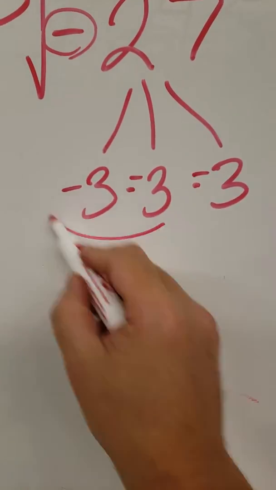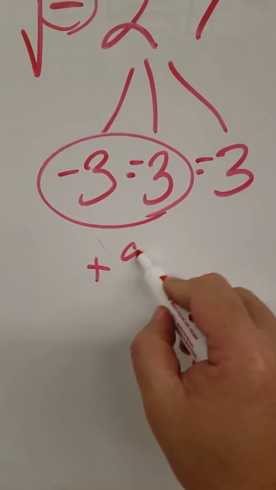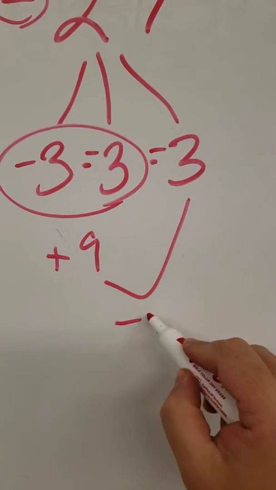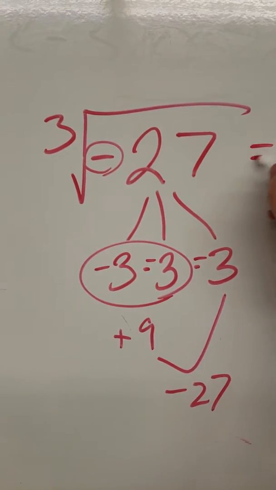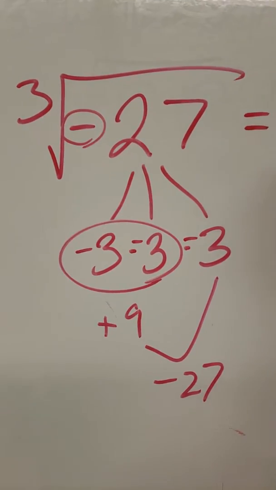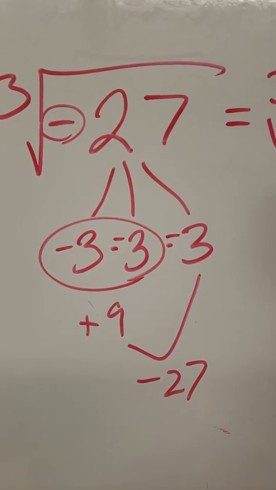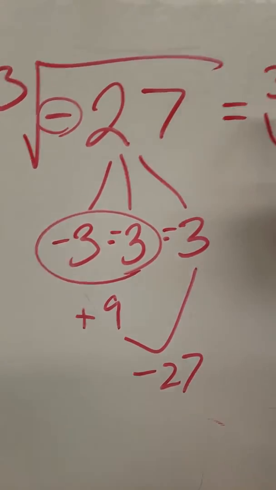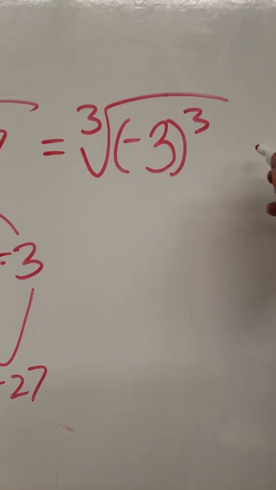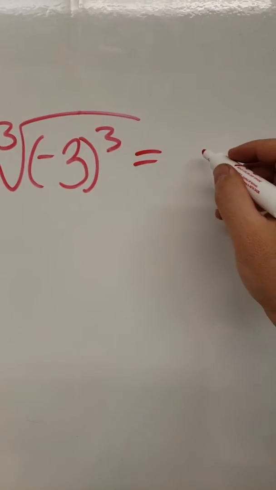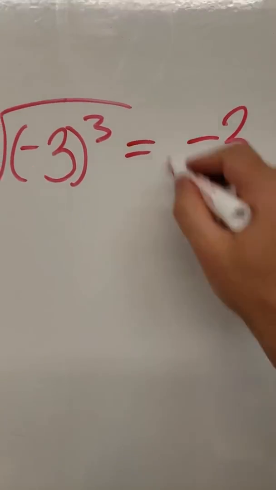So negative 3 times negative 3 makes positive 9, and then positive 9 times negative 3 makes negative 27 again. So the cube root of negative 27 is the cube root of negative 3 cubed. The cube root and the third power cancel each other out, and that leaves me with negative 3.